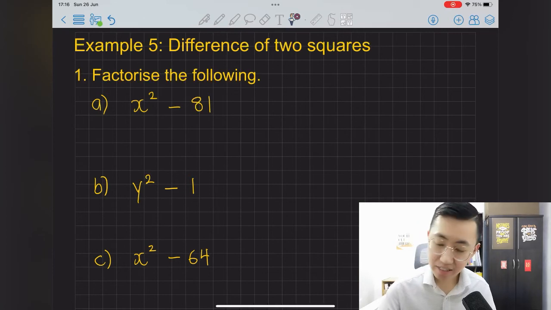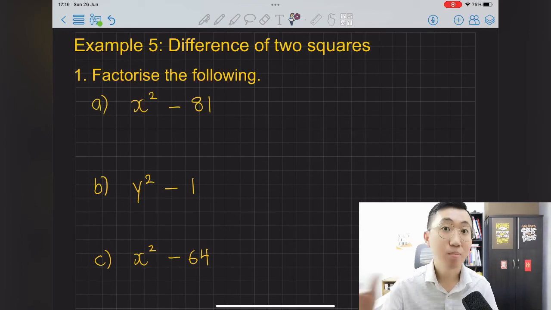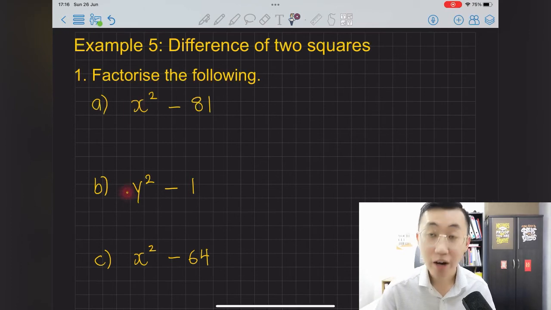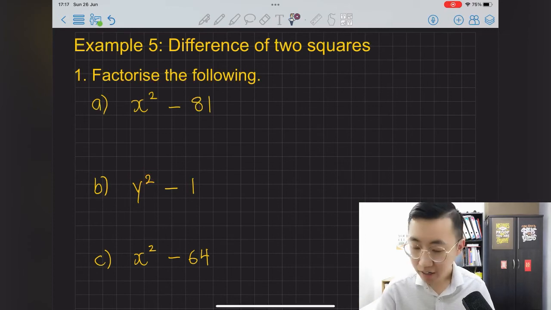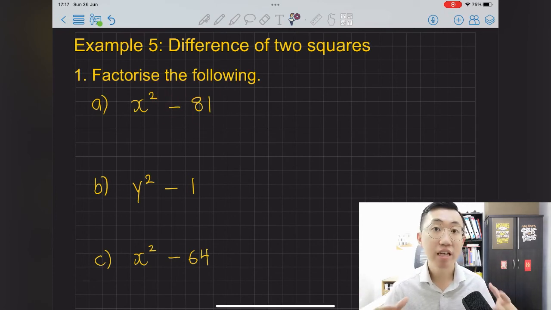And on the other side, which is this side right here, there are also squares. So x squared is x times x, right? See that? y squared comes from y times y. So that's why the name, right? Difference of two squares. There are squares on the left and right, and the middle part must be minus. So that's how you see example 5.